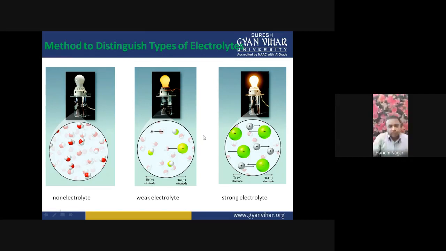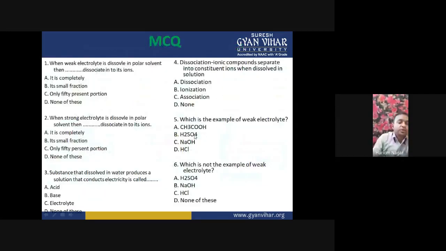Okay, so now the MCQs, multiple-choice questions. The first question is: when an electrolyte is dissolved in a polar solvent, what will happen? It is dissociated into ions. Its small fraction is dissociated into ions. Only 50% portion is dissociated. None of these. What will be the correct option in case of a weak electrolyte? When we dissolve a weak electrolyte in a polar solvent, what happens?